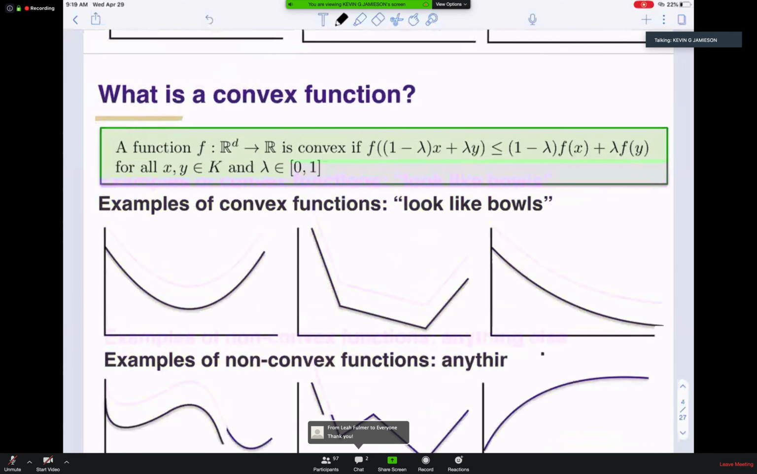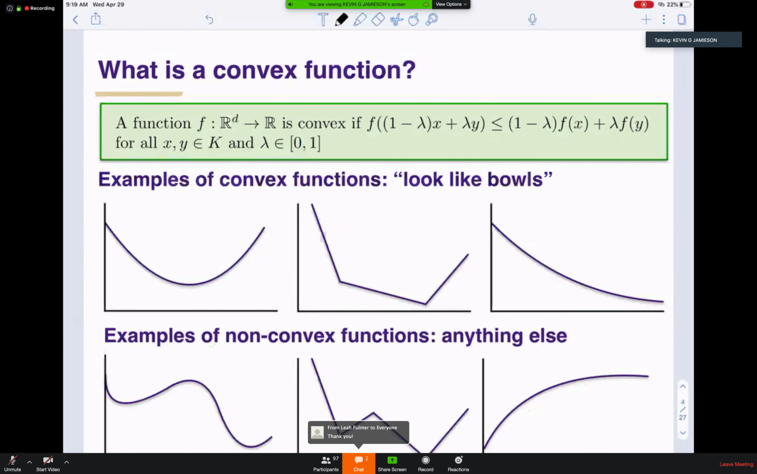As Jamie was alluding to, we have convex functions. So we just covered convex sets. Now let's talk about convex functions. And then in the next slide, we'll talk about how these two things relate to each other. So we say a function is convex if the convex combination of any 2 points x, y in the domain of f, and lambda in [0, 1], is lying below the line.